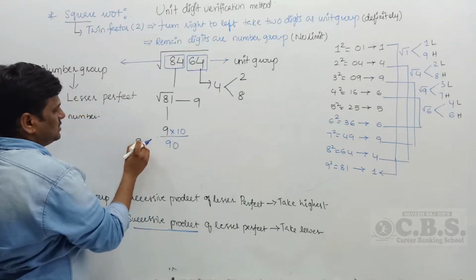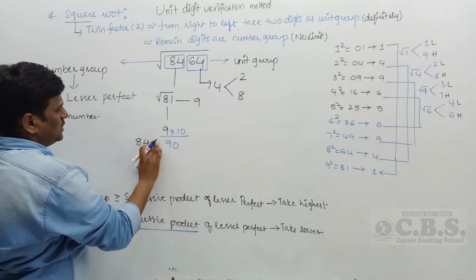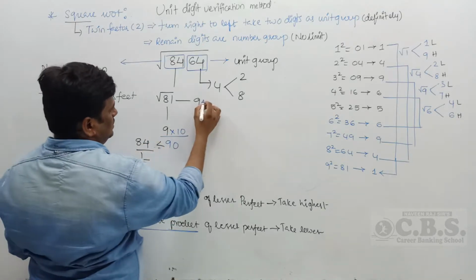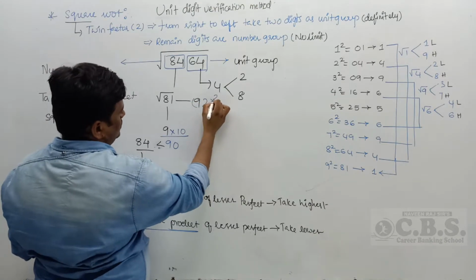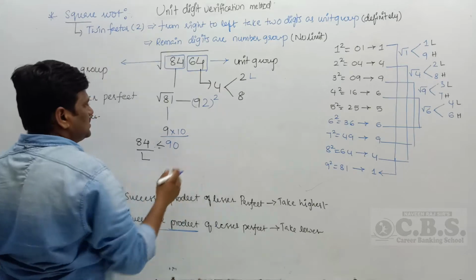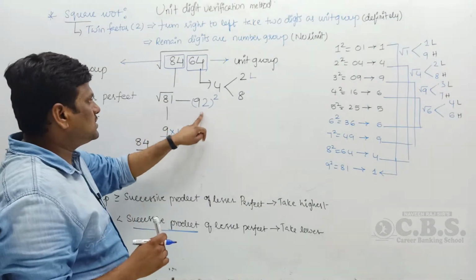But our number is 84. 84 is lesser than 90. Our number is less, so take the lesser digit. The lesser digit is 2. So your answer is 92 whole square. This is less, obviously, so you take the lesser digit. What is the lesser digit you get? 2. Your answer is 92 whole square.